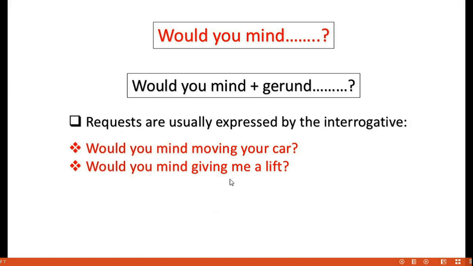Here we find two examples. Would you mind moving your car? Though the sentence is in interrogative form, actually this is not used to make a question, rather it's a request. Same is the case with the next sentence. Would you mind giving me a lift? It's a request.